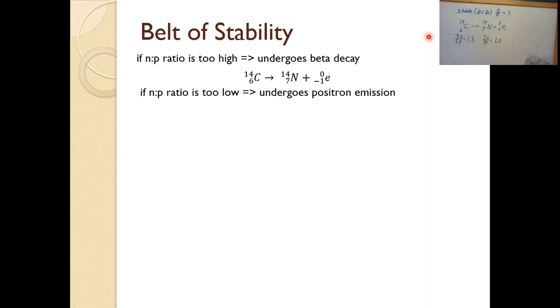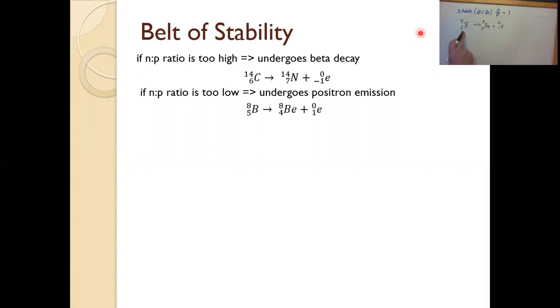If that neutron-proton ratio, though, is too low, then we expect positron emission. An example here would be boron-8 becoming beryllium-8. See why that's the case. We have boron-8 becoming beryllium-8 with the emission of a positron.